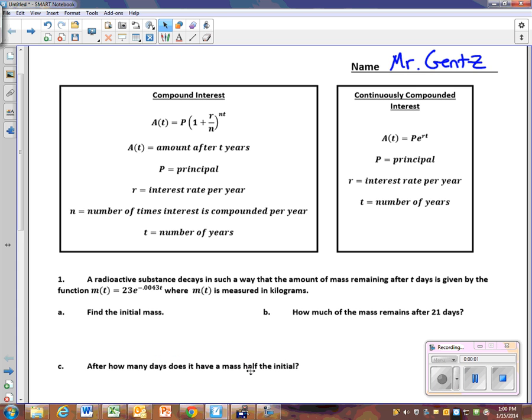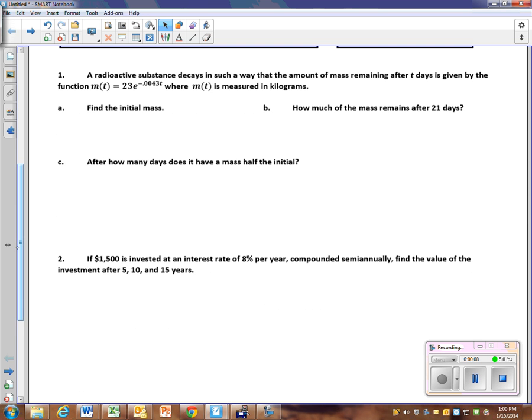I've given you them before. So this is compound interest, and this is continuously compounded interest. We'll show how we get that tomorrow. But let's go to the first question.